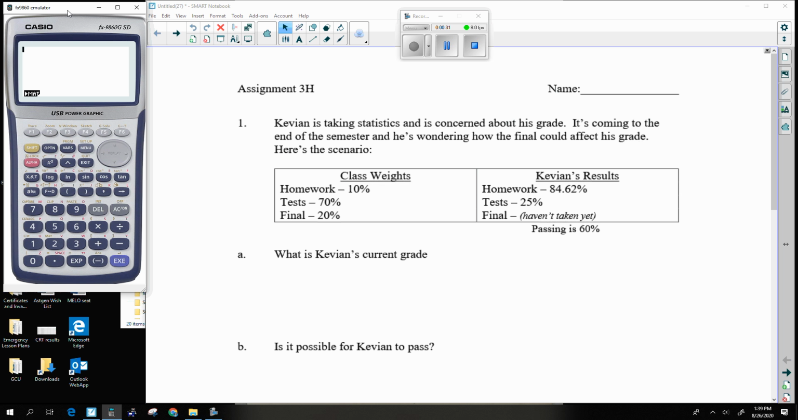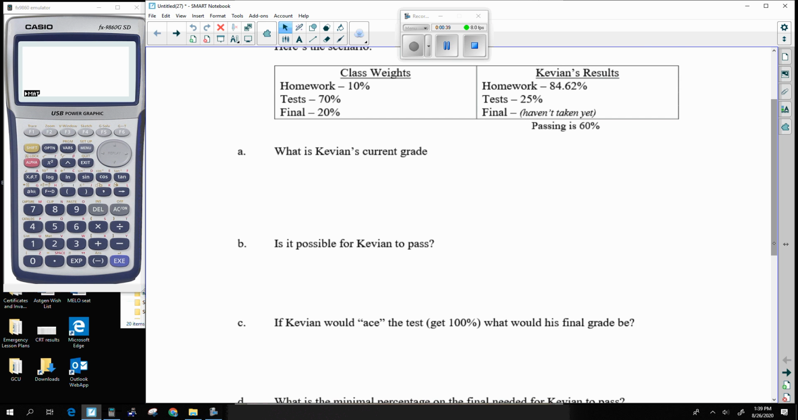We begin with weighted averages. Again, for the weighted averages, to get our weighted average, we multiply the score with the weight. So the weighted average is the grade that we are going to be getting. So this is Kevion's grade.